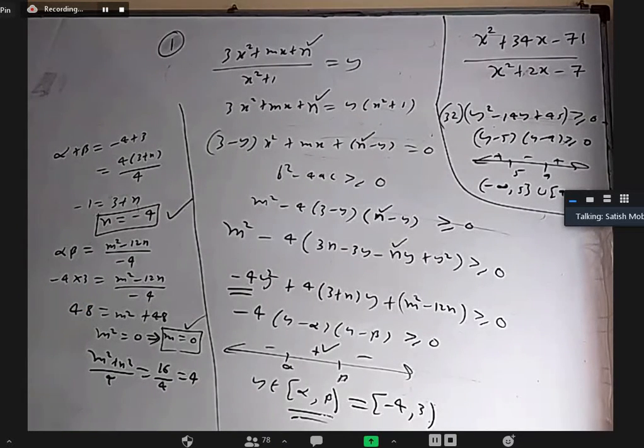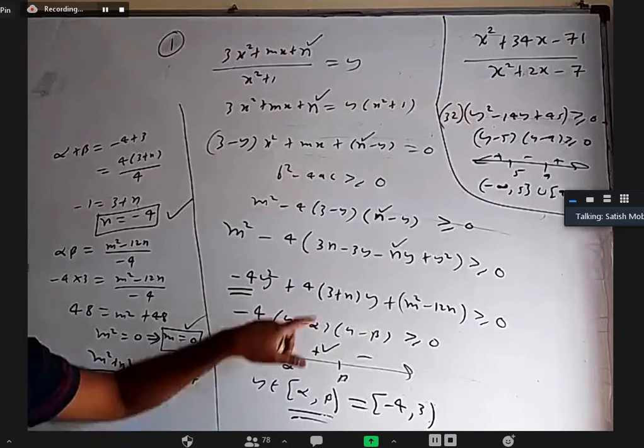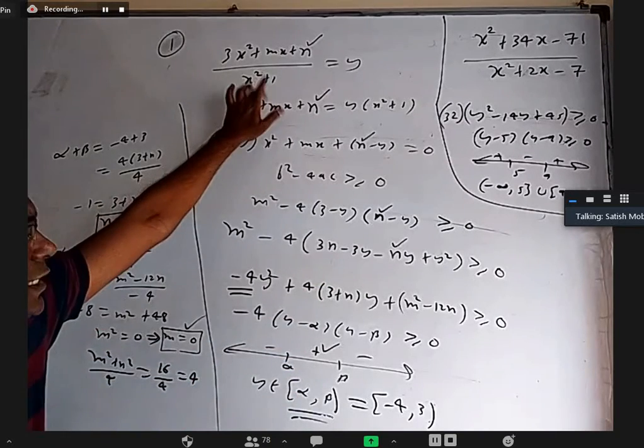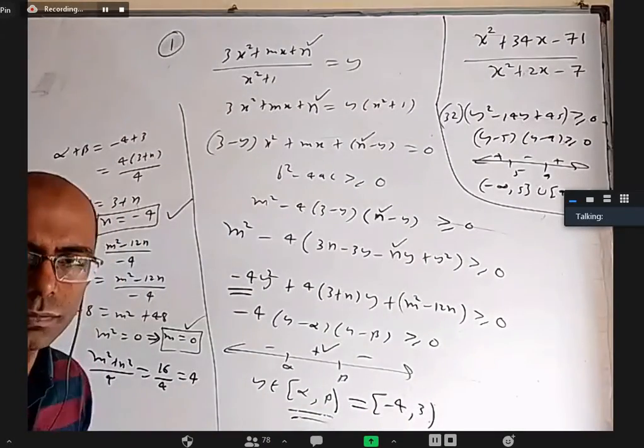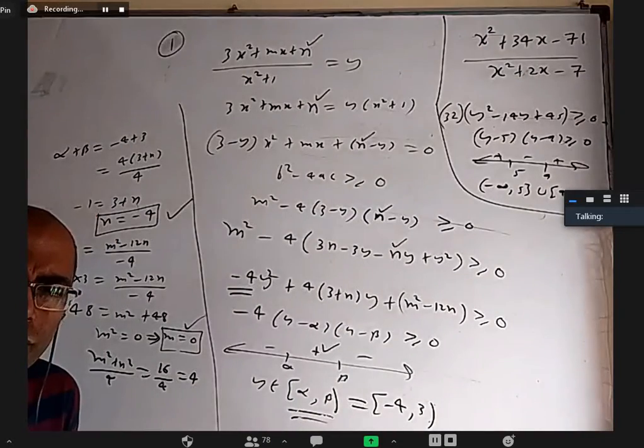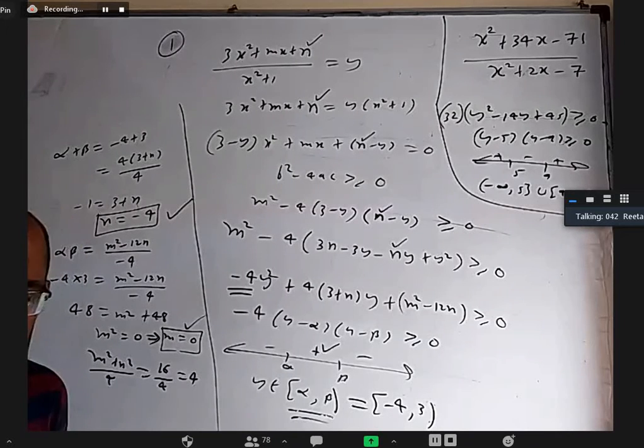Others who completed the first one, you can read the third question. Think about it. Sir, alpha comma beta is how? Minus 4 comma 3. We got the answers alpha comma beta, but in the question they said the range of this expression should be minus 4 to 3. We got this as the range, they gave this as the range, so they should be equal. Oh, yes, sir. Sorry. Got it.